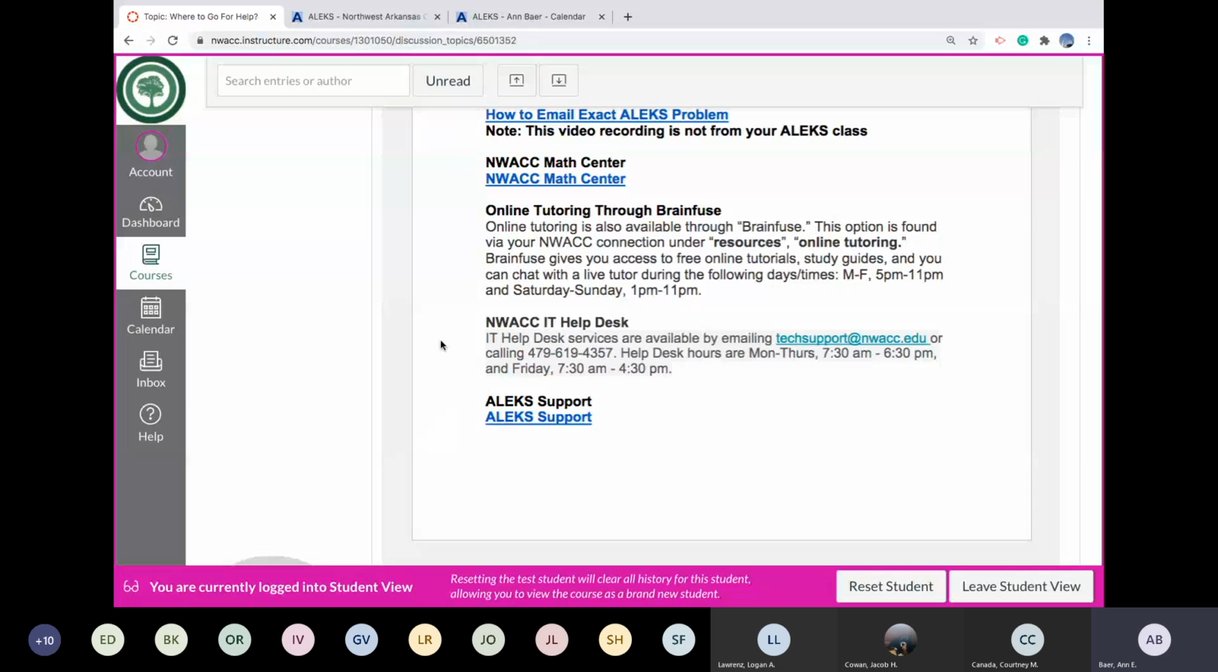They're also good if you have forgotten your NWAC login and or password. They're good for that. If you want to download any of the other Office products on your desktop, in addition to Microsoft Teams, they can help you with that. So there's a lot of good reasons to contact them.